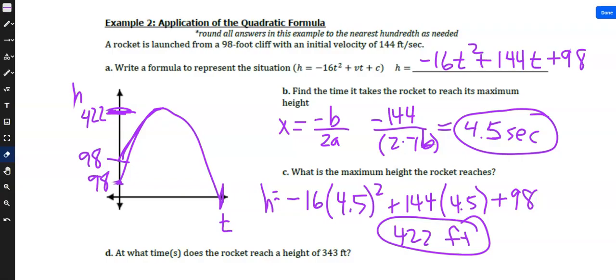See if I can do this. Probably not. Okay.